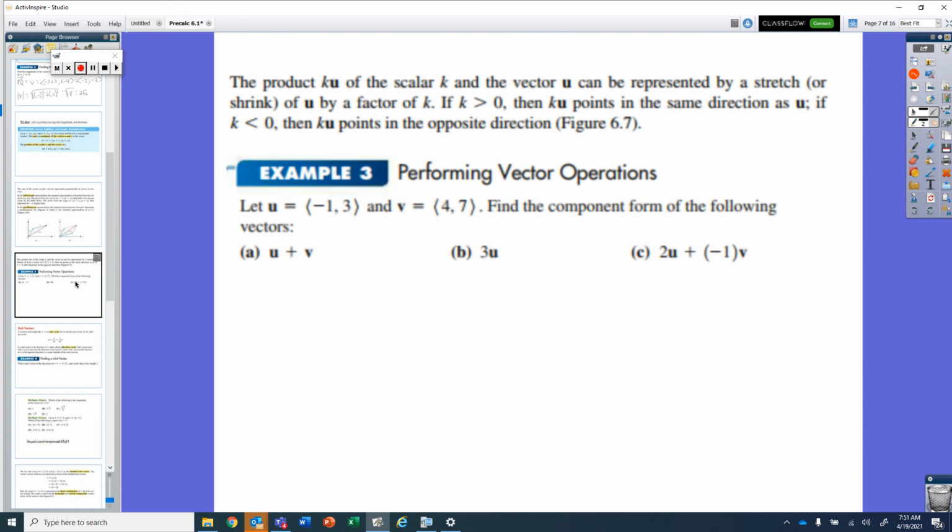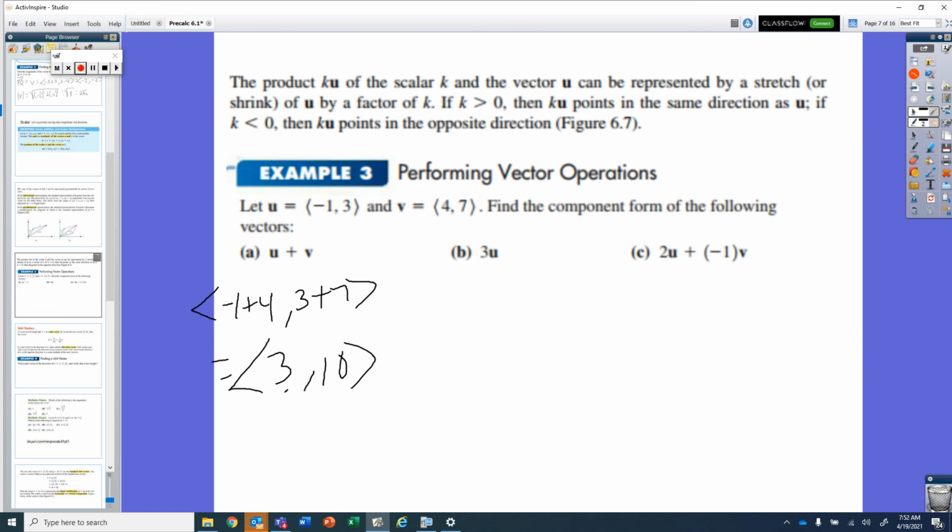Vector operations are really simple, all right? We are adding the x's together, we are adding the y's together, and then if we multiply by a scalar, we multiply just like the distributive property. So u plus v is simply -1 plus 4 and 3 plus 7, and then ultimately we end up with 3, 10. So together, the direction of u plus the direction and size of v make a vector of 3, 10 that has its own new size that we could figure out and calculate the magnitude of as well.